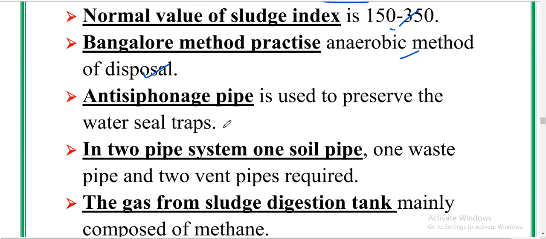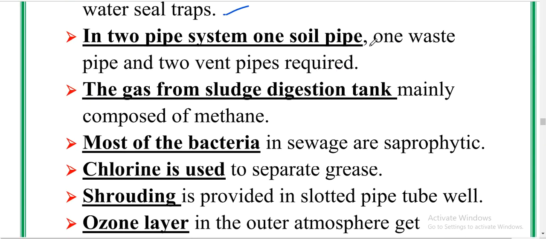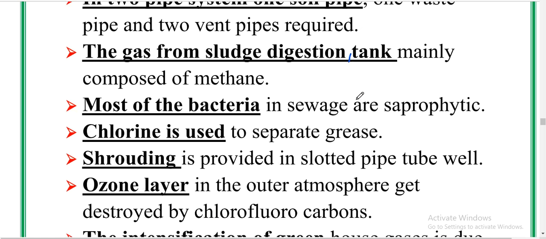Anti-siphonage pipes are used to preserve water seal traps. In two pipe system, one soil pipe, one waste pipe and two vent pipes are required. The gas from sludge digestion tanks is mainly composed of methane. Most of the bacteria in sewage are saprophytic.